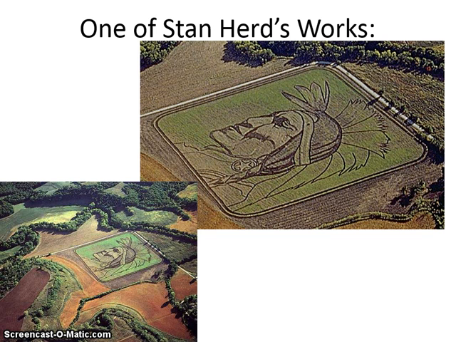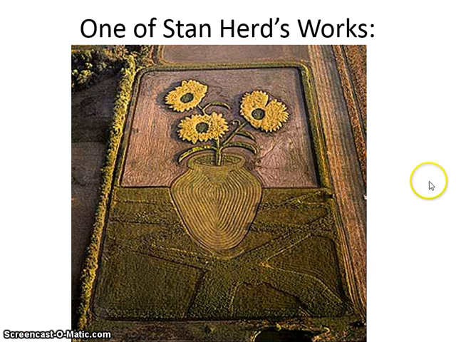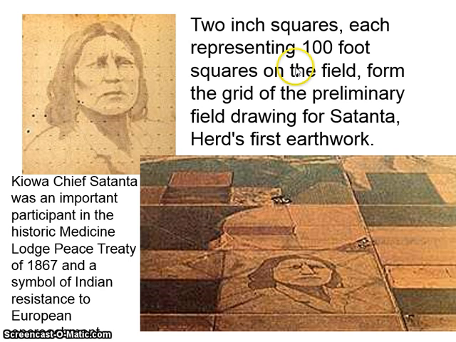Here's an example of his work. This is a picture all made out of crops. You can see that it's in a big field. Here's another one of Stan Hurd's works. Before he creates something like this, he creates a scale drawing of it. And on his drawing, 2-inch squares represent 100-foot squares on the field. So you can see that he's making it 50 times larger. Plus, it's a difference of units. So he's enlarging that drawing within the field.